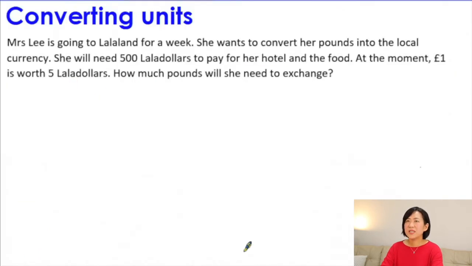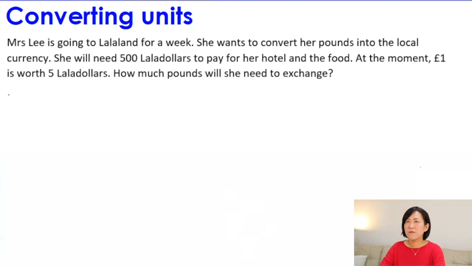Now this is a converting unit question. The converting unit question can be about weight or capacity or height and anything. And this is all about money. So Mrs. Lee is going to La La Land for a week. She wants to convert her pounds into the local currency. She will need $500 to pay for her hotel and food. At the moment, £1 is worth $5. How many pounds will she need to exchange?